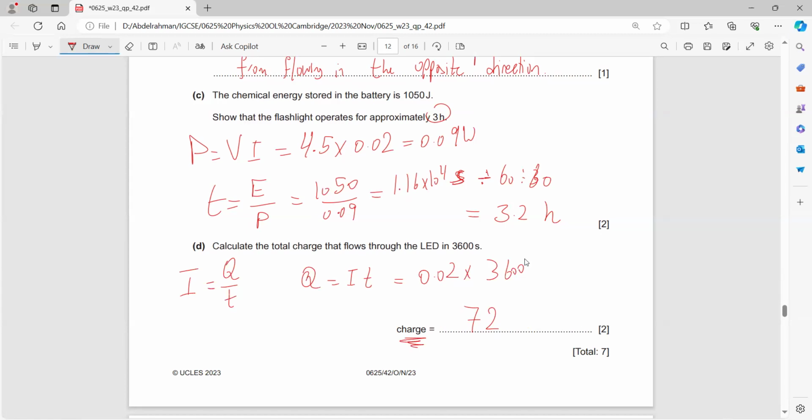What's the unit of the charge? You have to know it. Coulombs. C. Yes.